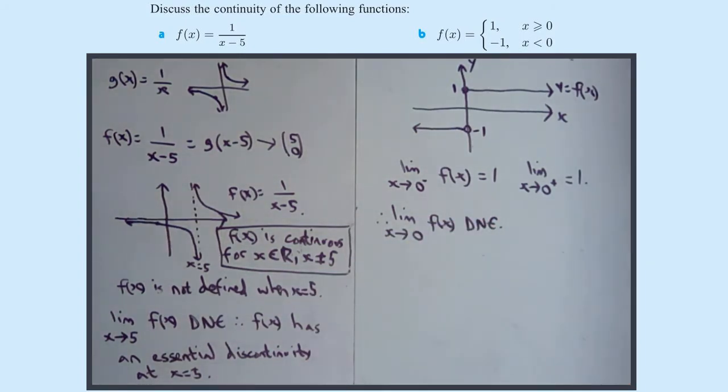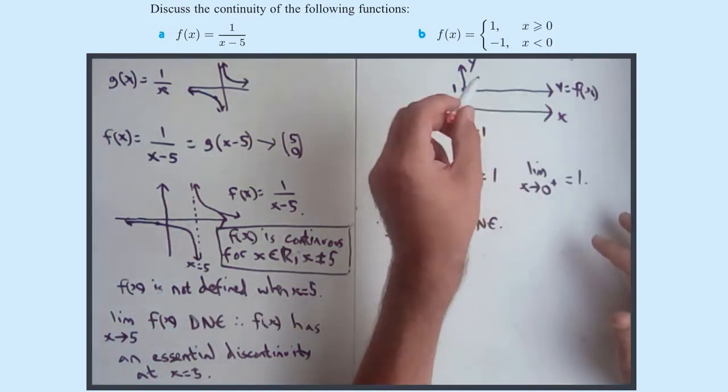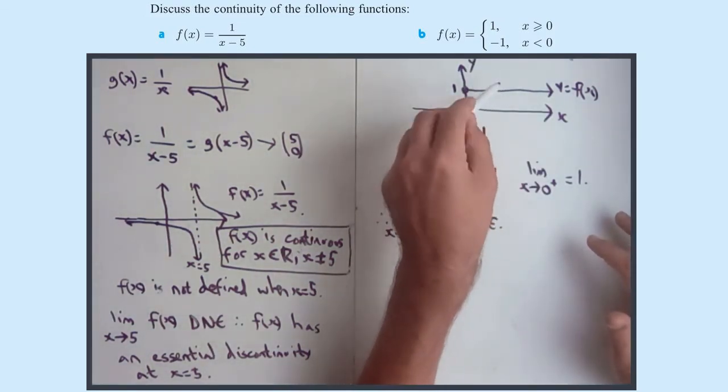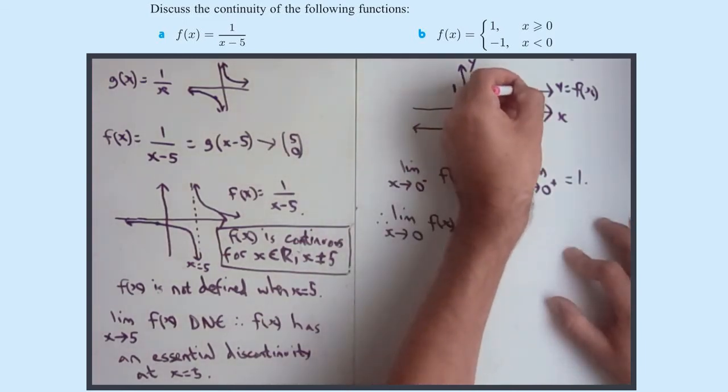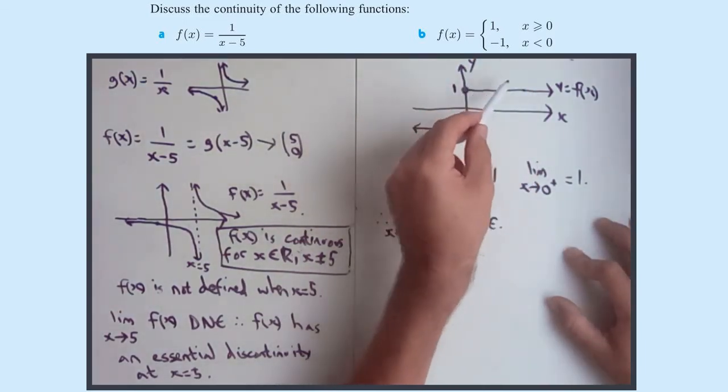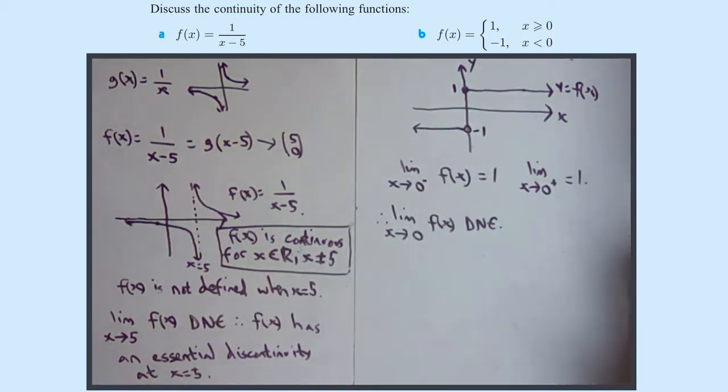So even though f of 0 is defined, the limit as x approaches 0 of f of x does not exist. So we've got an essential discontinuity at x equals 0, but everywhere else, you can pick anywhere else on that graph, for example a point here, the limit from both directions of that function is approaching 1, and it's defined to be 1. You won't find anywhere else on that graph where that doesn't work apart from 0.